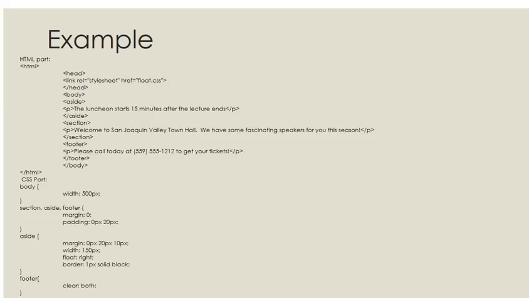Here we have the heading of our page. What we're going to do is make the body width 500 pixels, with the section, aside, and footer having margins of 0 and padding of 0 pixels and 20. Our aside has margins of 0, 20, and 10 pixels, and a width of 150, float. We're going to float the aside that we have up here to the right, and we're going to put a border on the bottom. And this is just to float this on the side, and we've added a footer.